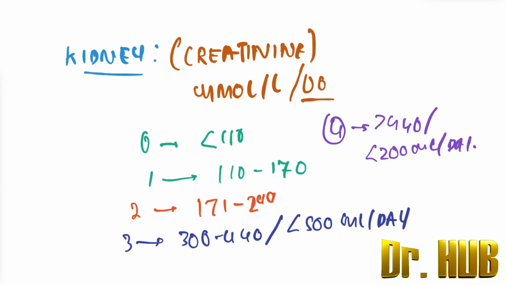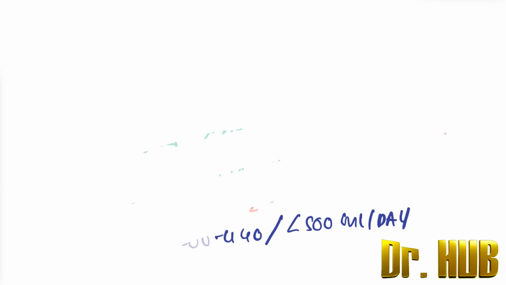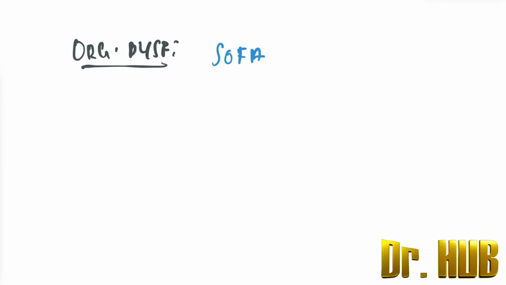Now let's move on to the organ dysfunction. So in terms of organ dysfunction, it is identified by the SOFA score. A SOFA score of greater than or equal to 2 means organ dysfunction. There is a simplified version recommended by Sepsis-3, known as the quick sepsis related organ dysfunction, the qSOFA.